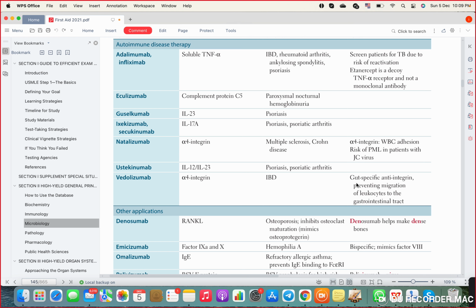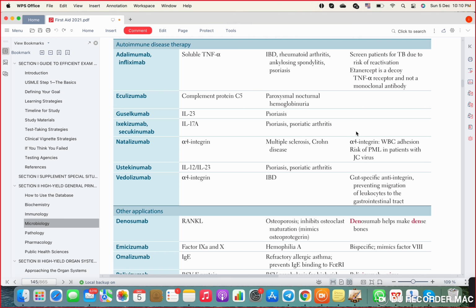Correct? Okay. And there are actually a few new ones here. This is the new book, First Aid 2021. Like this guselkumab, I never saw it in the previous book. This is totally new. Psoriasis, and there is secukinumab, the kins. Those two, I got them on NBME 25 also, doc. Interleukin 17A inhibitors, giving for psoriasis and psoriatic arthritis.